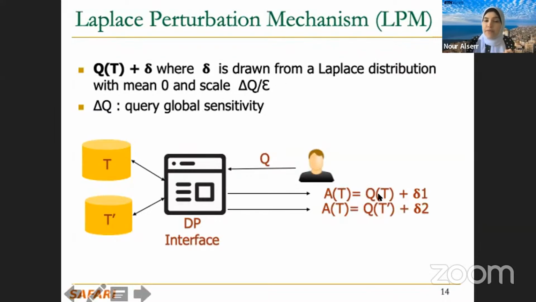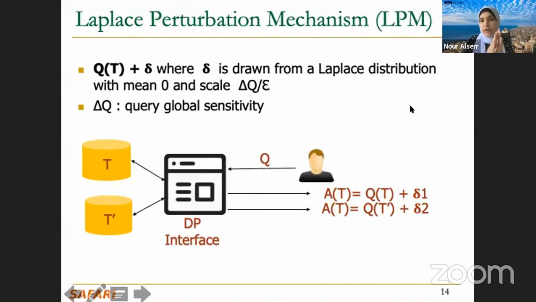For example, here we have the query over the T or the query over the T bar. Then we are adding some noise. How to add that noise? It is based on the sensitivity. What is the sensitivity? It is the maximum change between the results. So for example, if you are talking about some query, what's the maximum change in the sum result for both data sets. So this is what we call the global sensitivity.